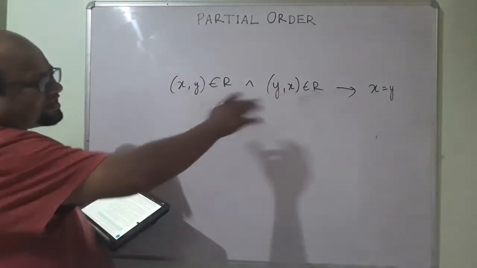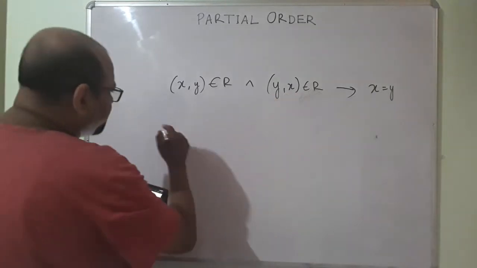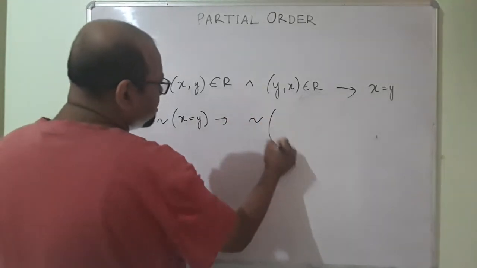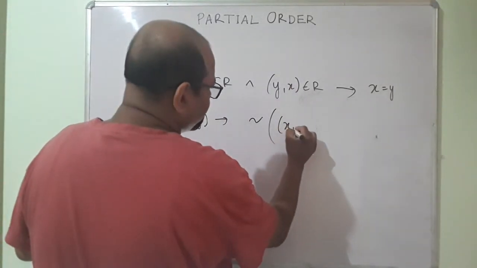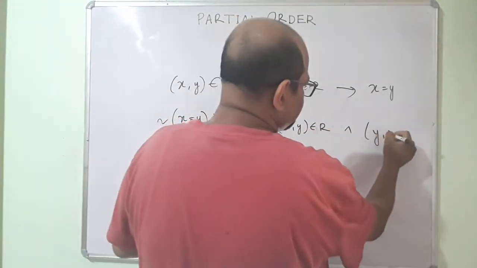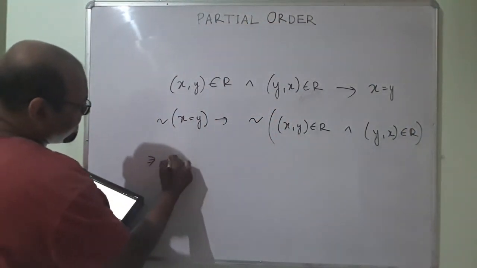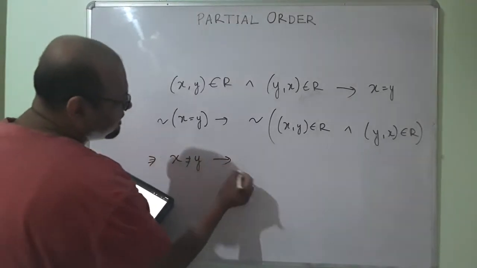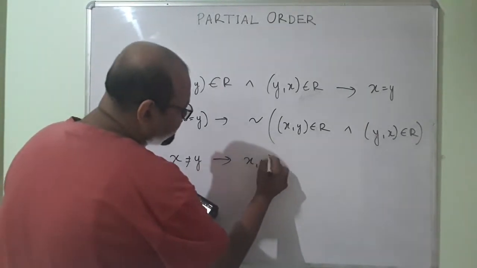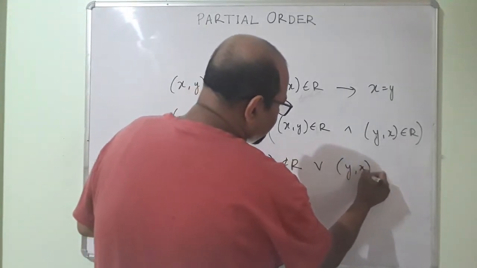What is the contrapositive form of this? Think about it. The contrapositive will be: not x equal to y implies not this entire thing, right? Not ((x, y) belongs to R and (y, x) belongs to R). Okay, this means x not equal to y. What does that mean? Let me apply De Morgan's law inside here. It would mean (x, y) does not belong to R or (y, x) does not belong to R.